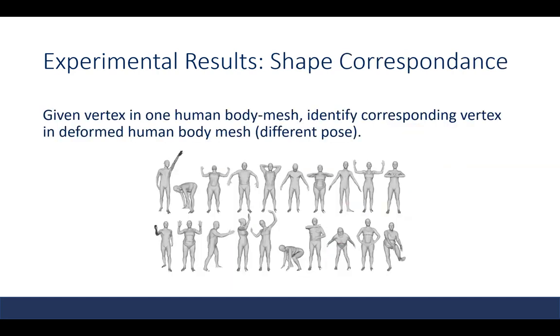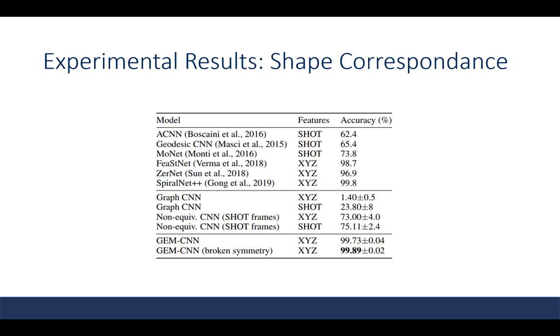Finally, they also test their results on the Faust shape correspondence dataset. This dataset is a bunch of human meshes, and you need to classify each vertex in each mesh with a label. Is this vertex a knee vertex? Is this vertex a face vertex, et cetera? And needless to say, this anisotropic mesh CNN achieves state-of-the-art performance while needing less pre-processing.